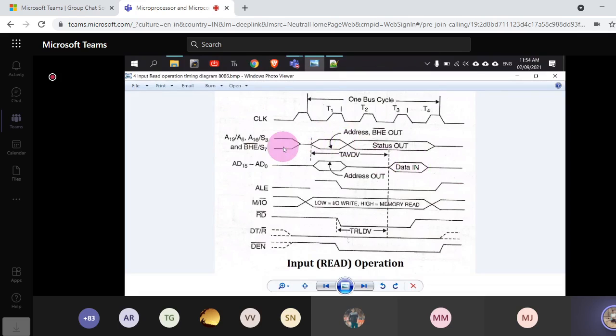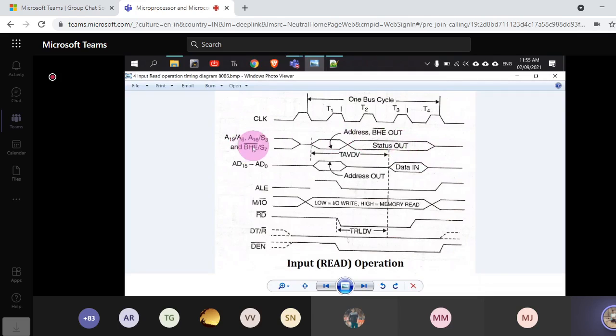Now, talking about the status signals, you have some status signals also here, like the BHE bar signal and the S3 signal. These statuses will be set, I mean the status out will be set accordingly, so as to enable this read operation.